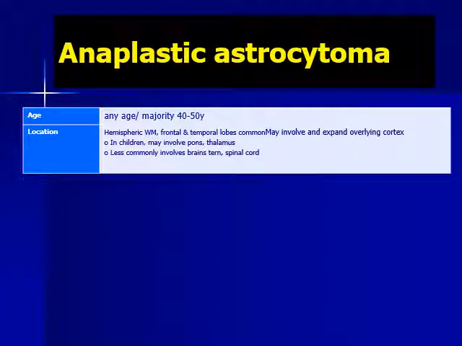Astrocytoma, as you know, is a spectrum from low grade to anaplastic to the malignant one, or grade 4. The anaplastic astrocytoma is a grade 3 glioma, WHO classification. It can occur at any age, from 40 to 50, usually affecting the hemispheric white matter. In children, it may involve the pons or the thalamus. Less commonly, it may involve the brainstem and spine.